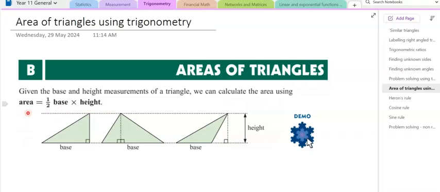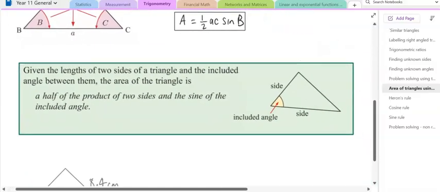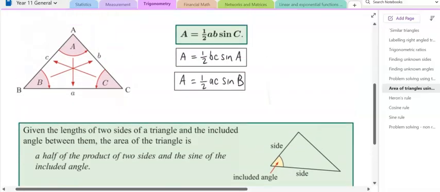However, if we don't have that information, we may be able to use trigonometry. However, you do need some values. You need two side lengths of a triangle and the included angle. So they're the measurements you need. Two side lengths and the angle in between those two sides. If you have that, you can use trigonometry to work out the area.